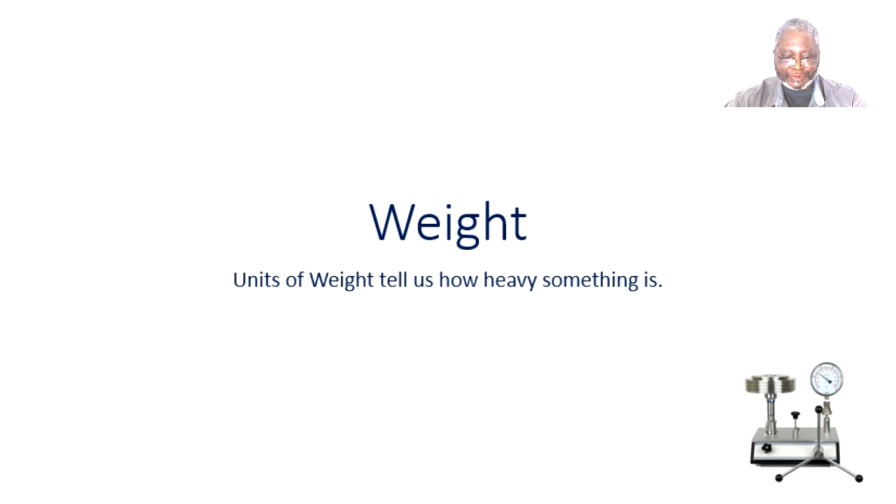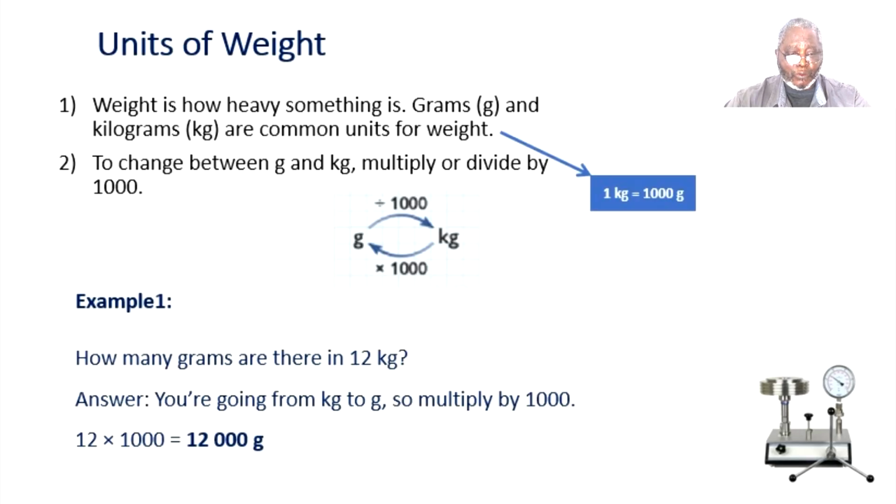We start with weight. Units of weight tells us how heavy something is. Weight is how heavy something is. Grams and kilograms are two of the common units of weight, as you can see from the little blue box there. To change between grams and kilograms, you have to multiply or divide by 1,000.